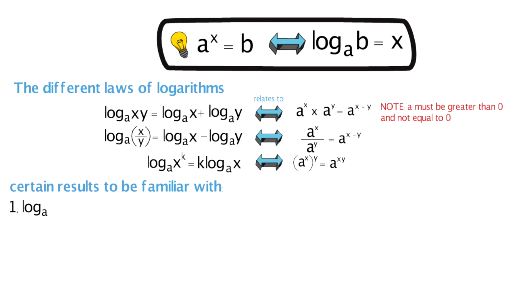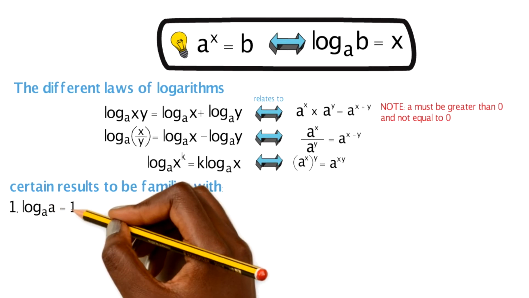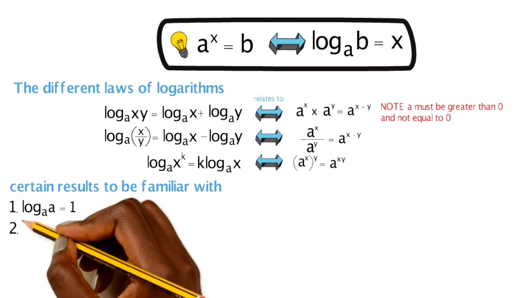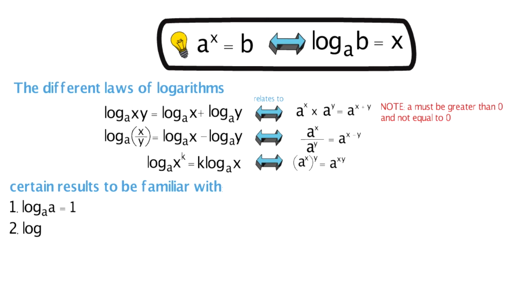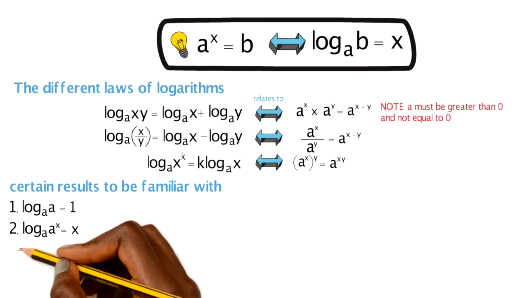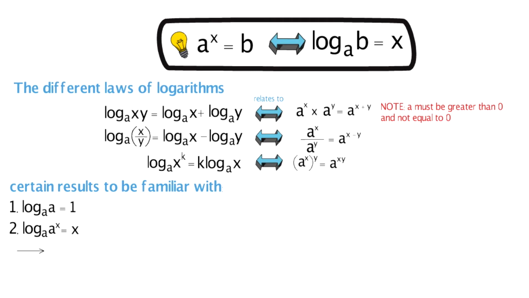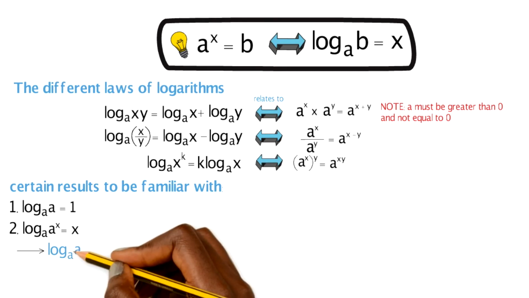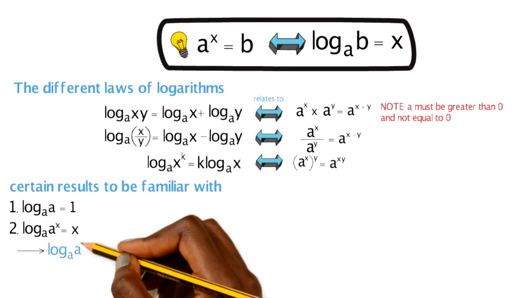So the first one is that if you have log base a a, that is equal to 1. So if your base and the number next to it are the same, it's equal to 1. The second one is that if you have log base a of a to the power of x, that is equal to x. And there's two ways to think of it. One, we just saw that log base a a is equal to 1. So 1 to the power of x is just going to be 1. So then that's going to cancel out, so it's going to leave you with x.